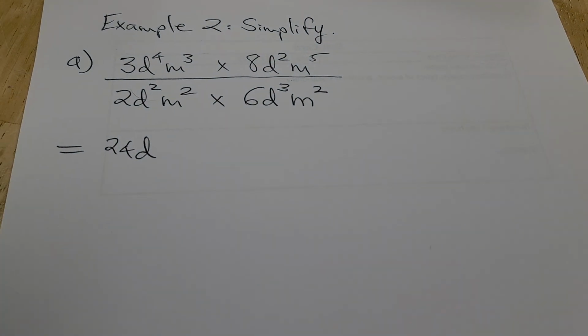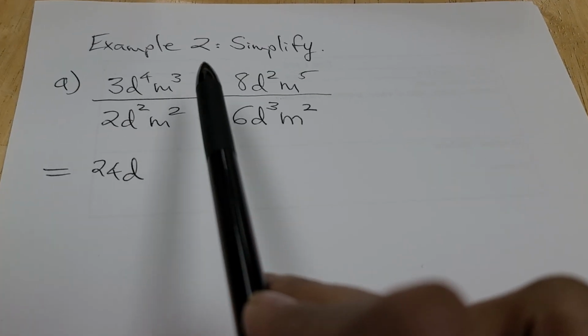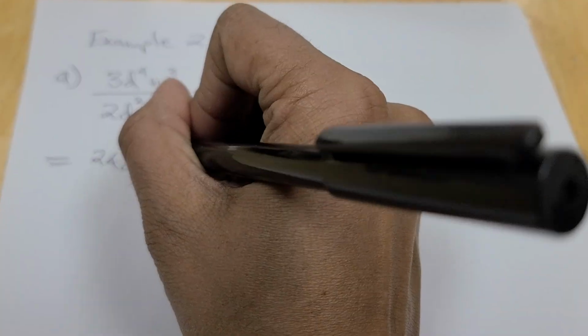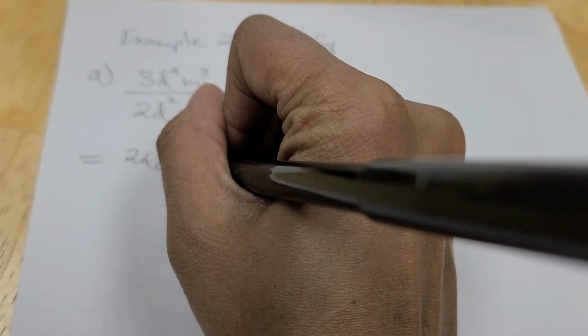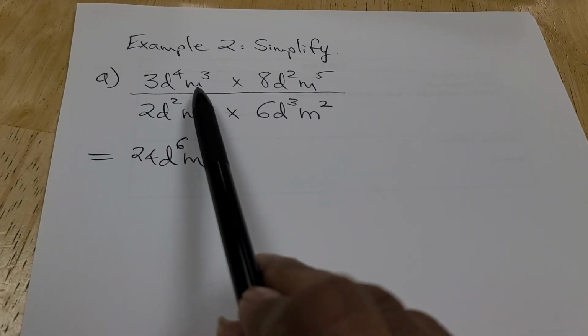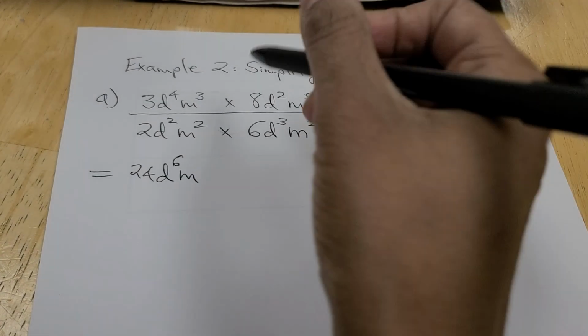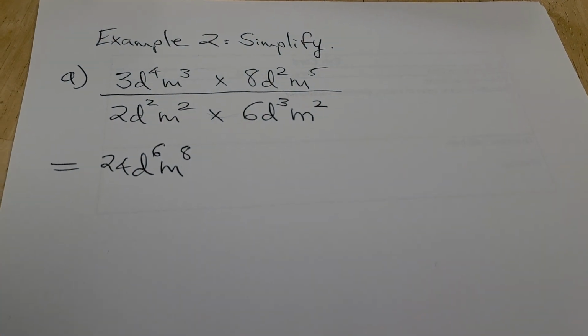I'm going to do 3 times 8, so 24. And because you're multiplying, I'm going to do d to the 4 plus the d squared, d to the power of 6. Same thing with m. This is m cubed, right? Plus m to the power of 5, m to the power of 8. And this is the numerator.